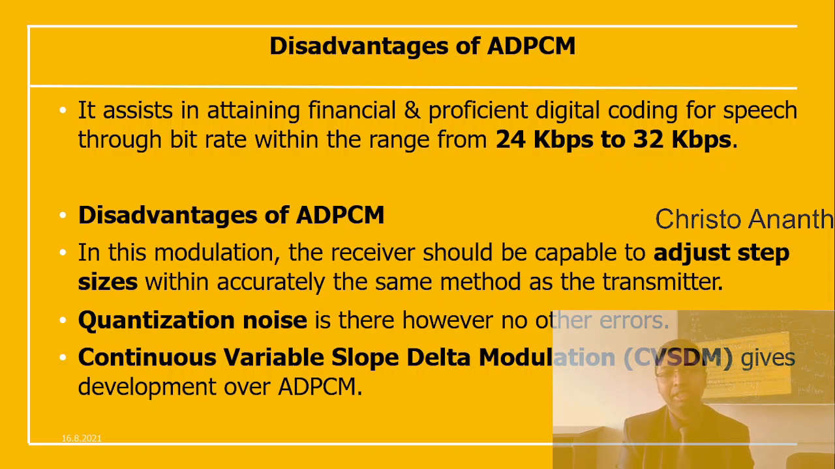But the disadvantages are that the receiver should be capable of adjusting the step sizes within the same method as the transmitter, so that you have no errors. Quantization noise is a problem. Then the continuous variable slope delta modulation, CVSDM, is an extension or development over ADPCM.